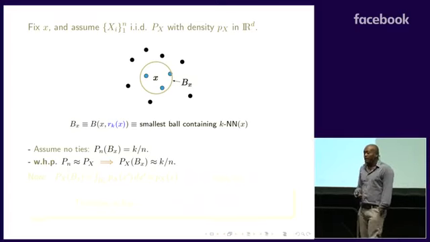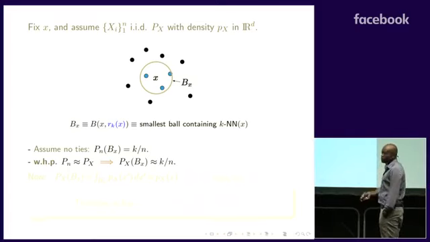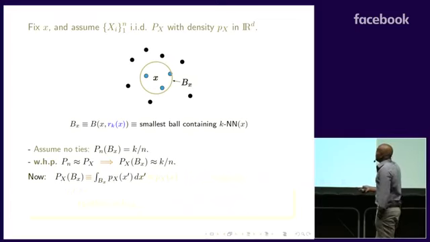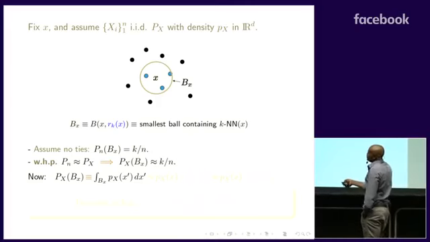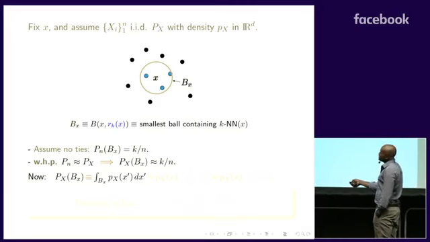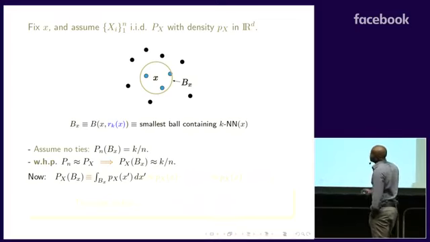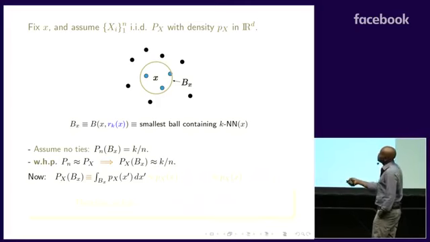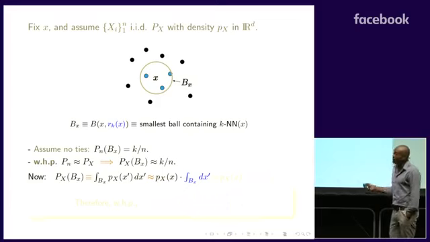Okay? Now we can rewrite px of this ball using elementary definitions of the mass of a ball. Px of this ball is just the integral over the ball of the density of x. Now suppose the ball is small. Suppose the density is not changing too much. If the density is not changing too much, then px of x prime is essentially px of x. I can pull it out. And so px of Bx is just px of x times the volume of the ball in Rd.